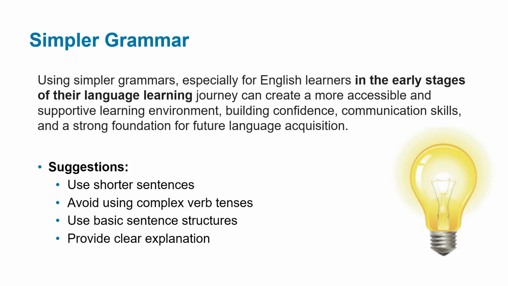Lastly, provide clear explanation. Use simple and straightforward language to explain grammar concepts, avoiding jargon or technical terms that might confuse students. Now, this is especially important for levels 1 and 2 students. And one important thing to note is that we should not dumb down the content we teach to students. Using simpler grammar doesn't mean sacrificing rich vocabulary or authentic language. So it's finding a balance between comprehensible and learning opportunity.